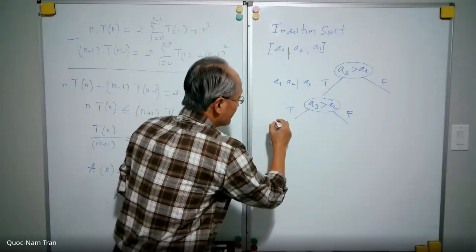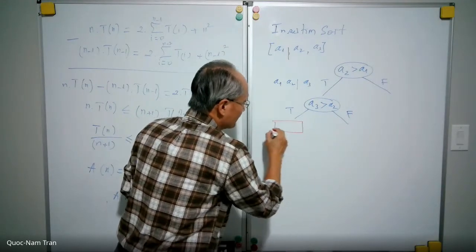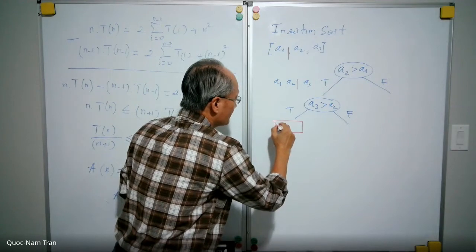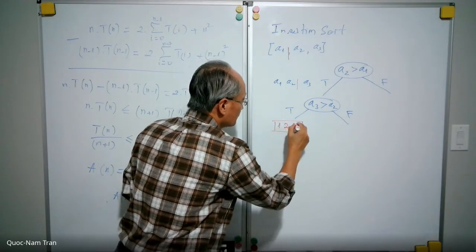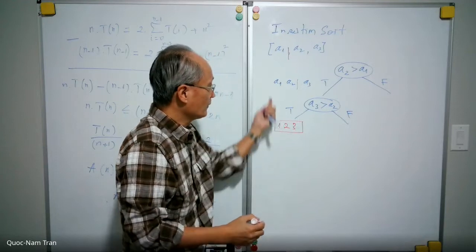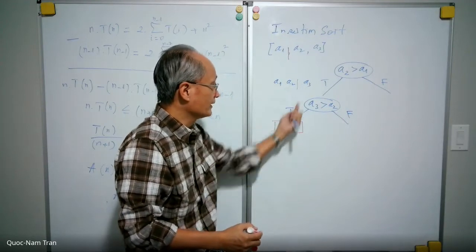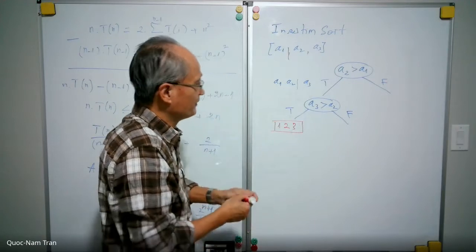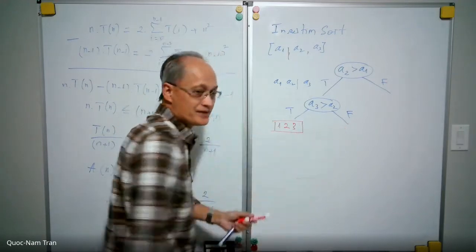And then we will write down here. The result is already there. Okay, I write it 1, 2, 3, meaning A1, A2, and A3. Okay, very good. Now, what happens if it's false?